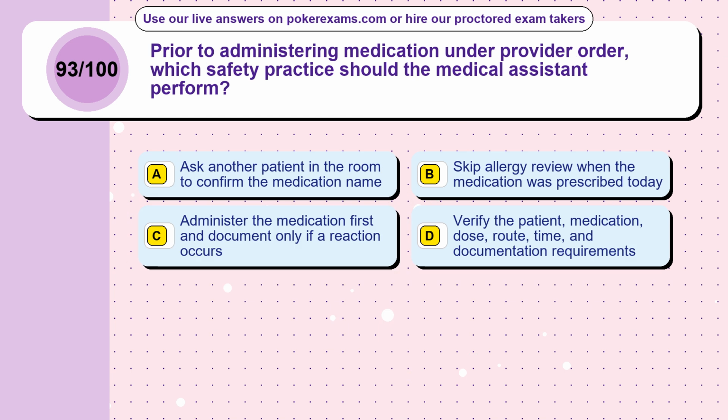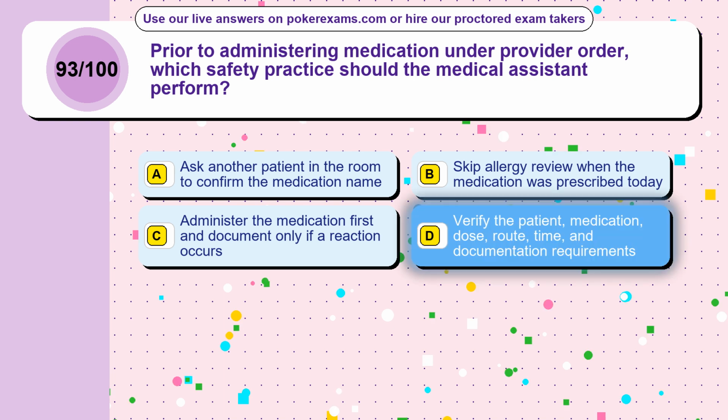Question 93. Prior to administering medication under provider order, which safety practice should the medical assistant perform? Option A. Ask another patient in the room to confirm the medication name. Option B. Skip allergy review when the medication was prescribed today. Option C. Administer the medication first and document only if a reaction occurs. Option D. Verify the patient, medication, dose, route, time, and documentation requirements.